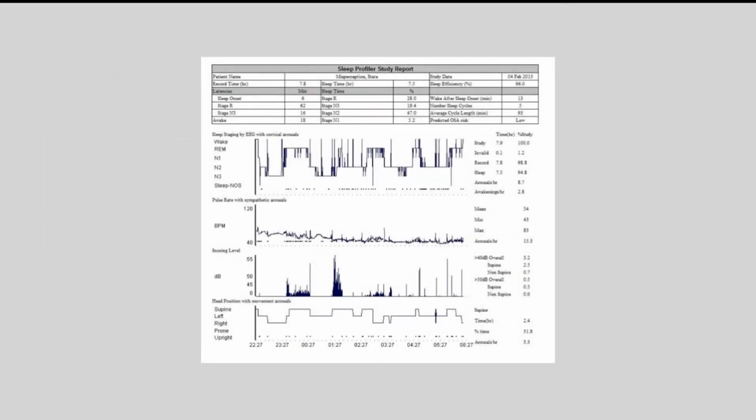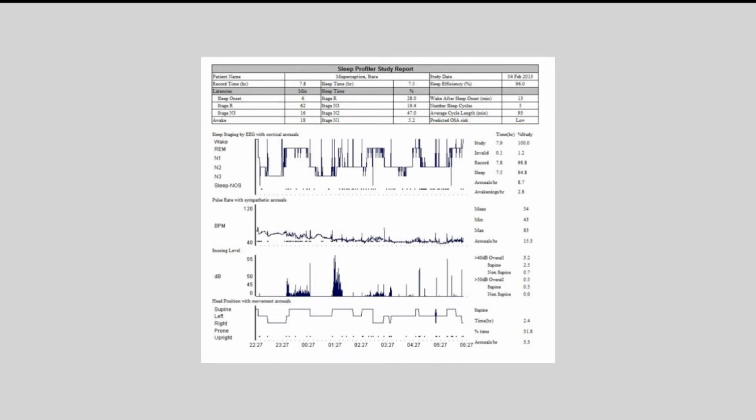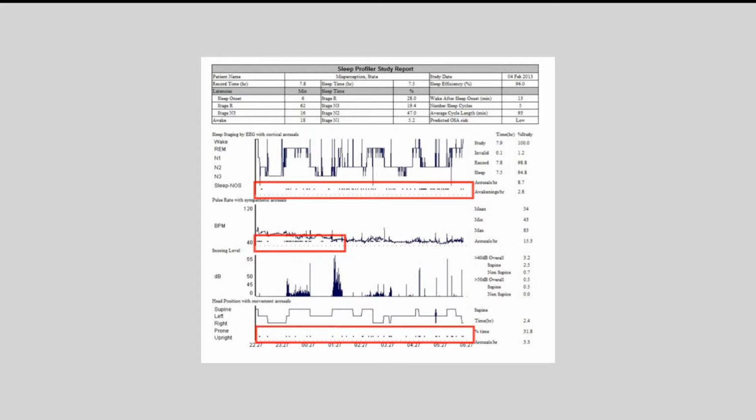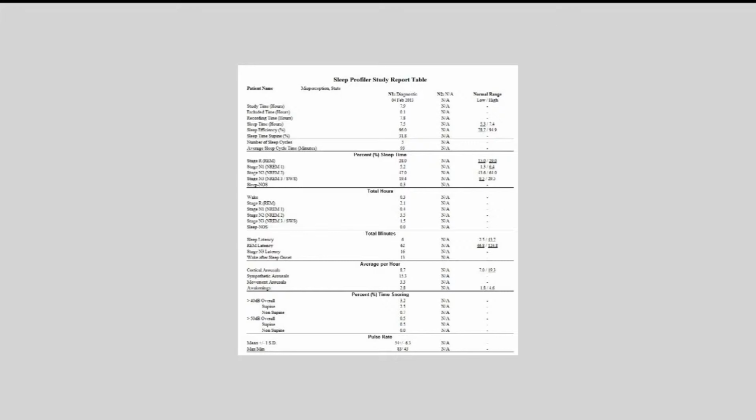Page 2 of the report highlights patterns based on sleep stage, snoring, and position, as well as the distribution of cortical, sympathetic, and movement arousals. Page 3 contains the Sleep Profiler study report table and includes the 10th and 90th percentile values for the age-gender-matched normative ranges. Underlined values identify abnormally low or high metrics that could impact comorbidities.